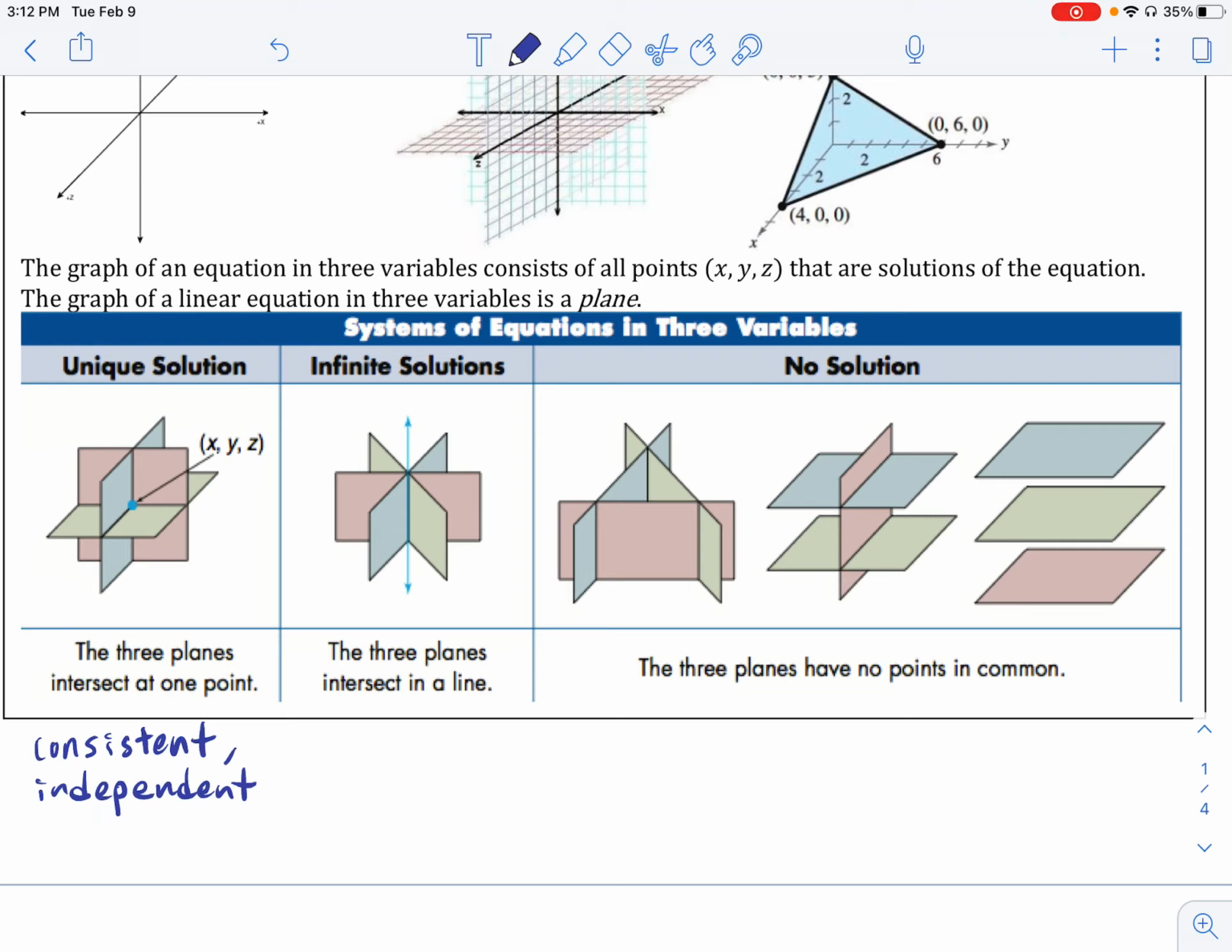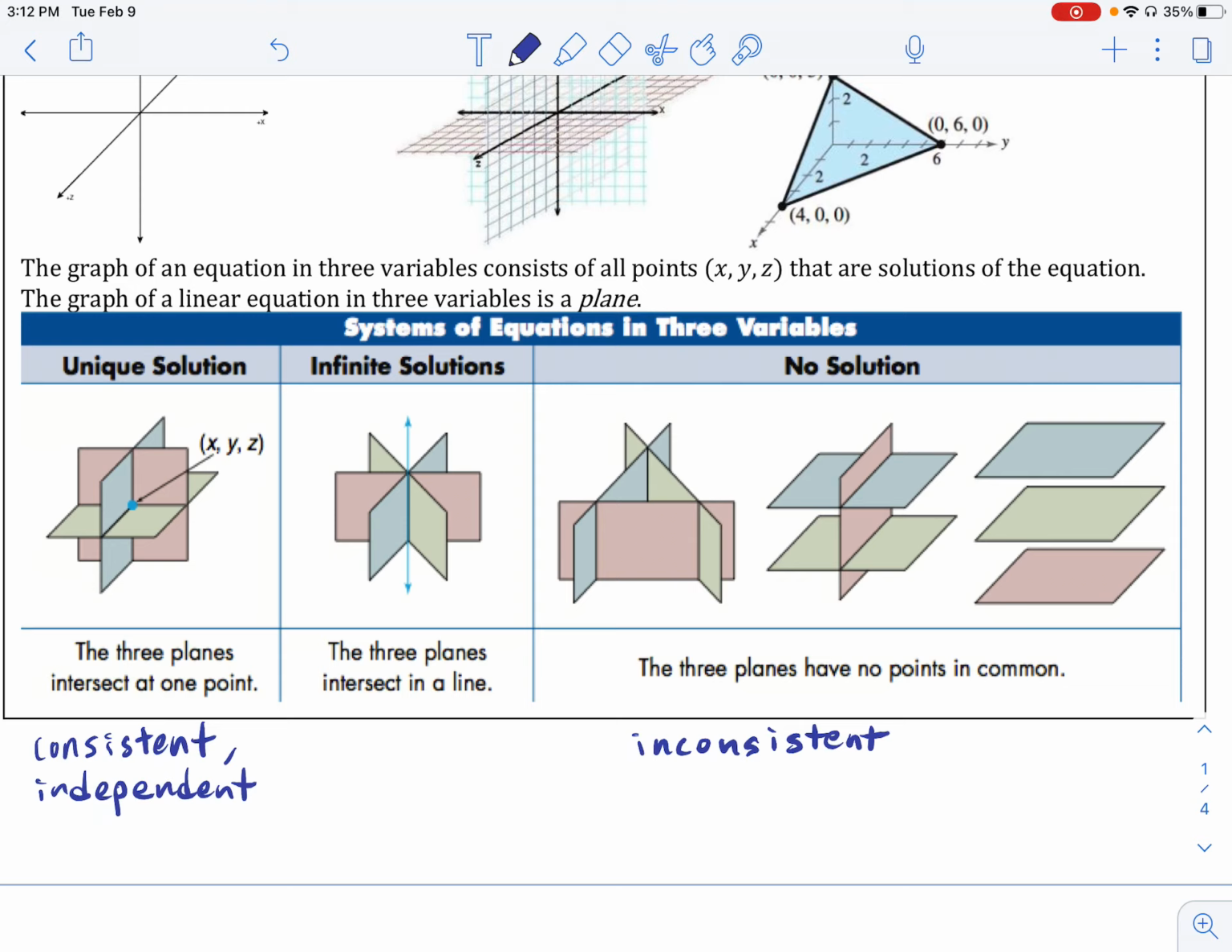Let me switch over to the other side. Now, when those planes don't ever intersect at all, or I should say, there's never a place where all three of those planes are intersecting, then we say that this system has no solution, which would make it an inconsistent system. Right? So you may have a situation where two of the three equations are intersecting, but you'll never have a point or points where all three of those planes are intersecting.